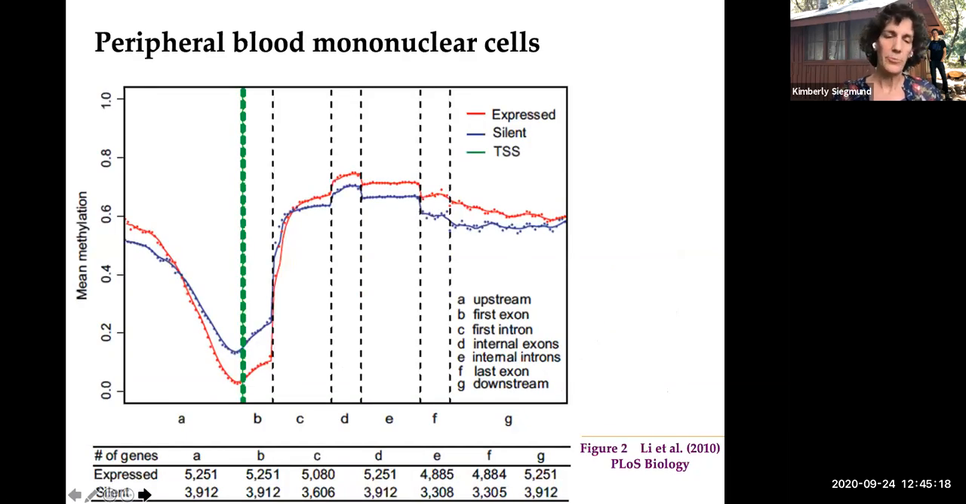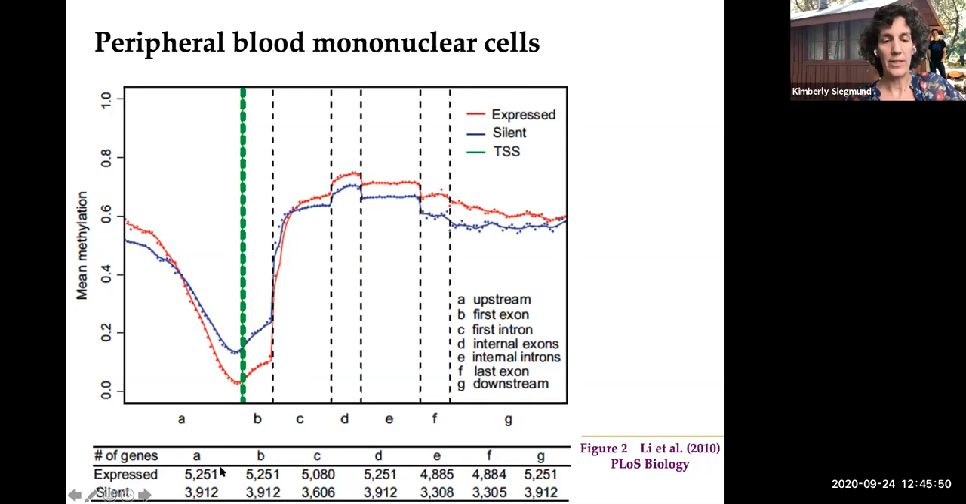And here's just a similar picture. This paper actually came before the last one. These were peripheral blood mononuclear cells, and they've done the same idea of dividing genes, whether they're gene regions. And so this is still a mean methylation level that's being plotted. And the red line is for genes that are being expressed, in their region of the genome, versus silent genes, and lining it up here with the transcription start site with this arrow here.